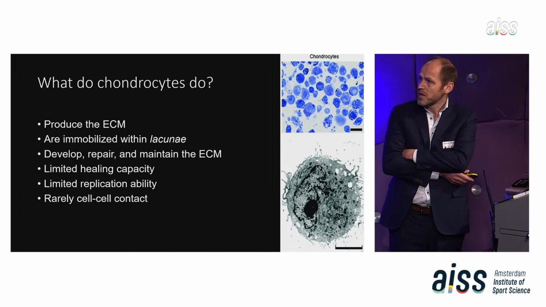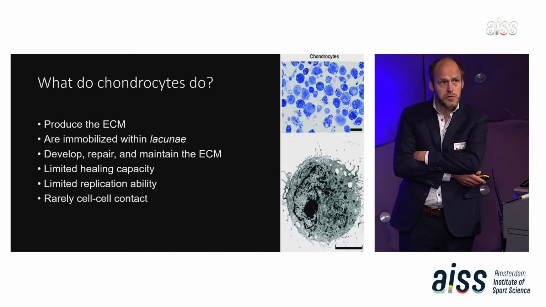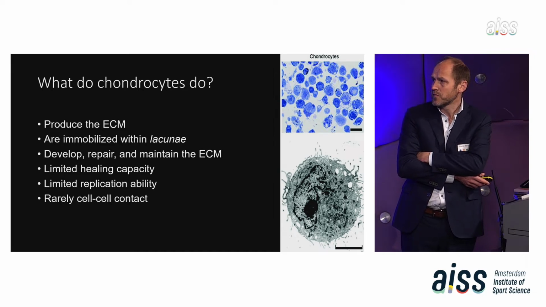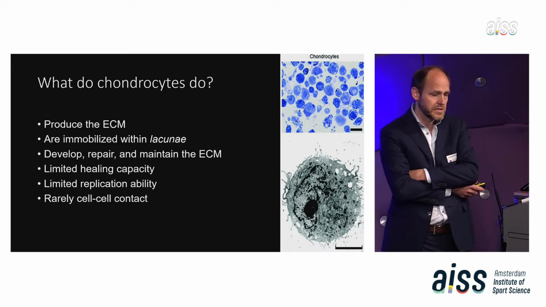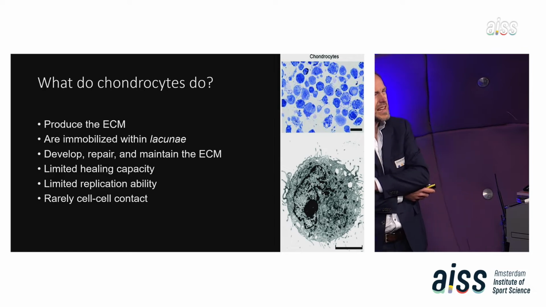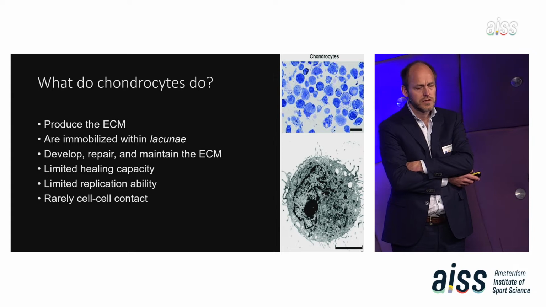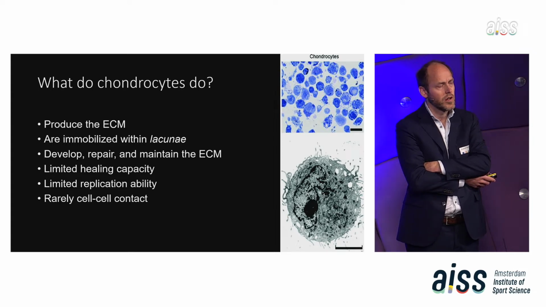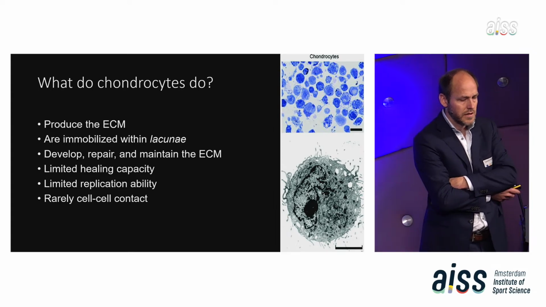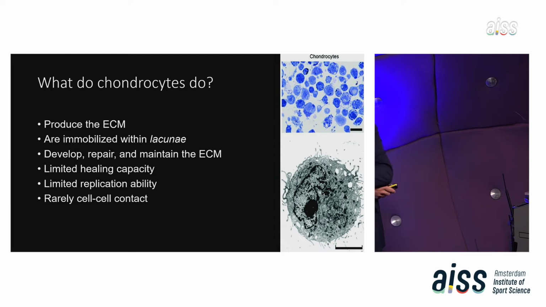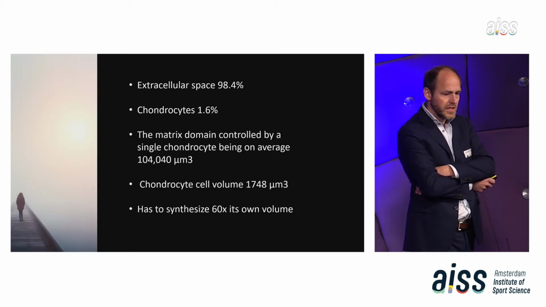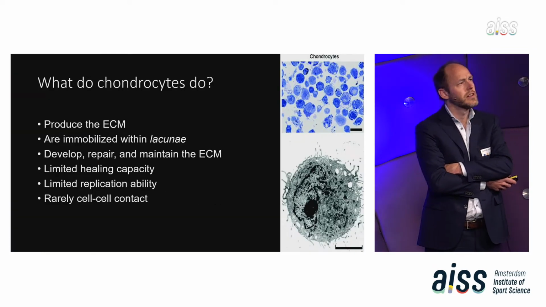So what do these cells do? They produce the extracellular matrix, they're immobilized, they do some development, repair, and maintenance of the matrix, but they have limited healing capacity, and they don't replicate very easily. It was long thought that they don't replicate at all, but they do, but they do it slowly, and they don't have contact with each other. So they're pretty lonely.